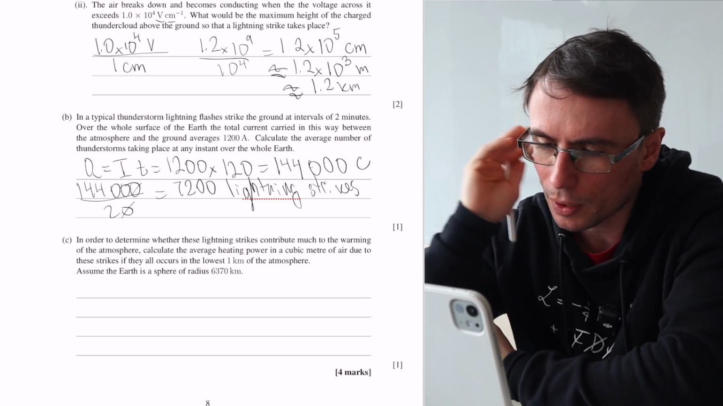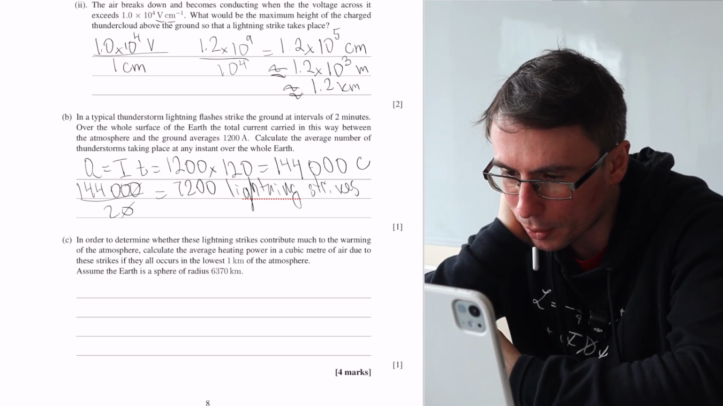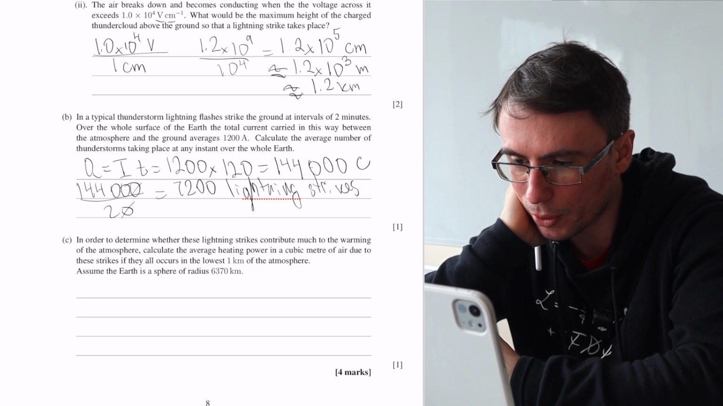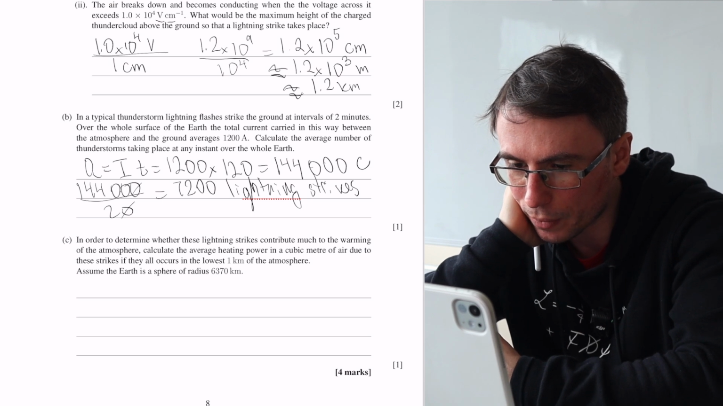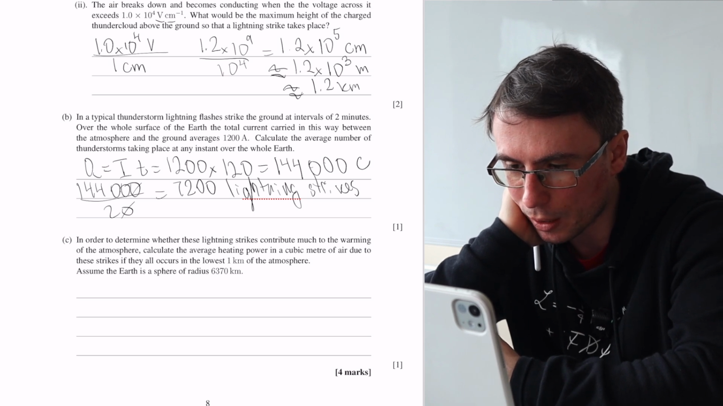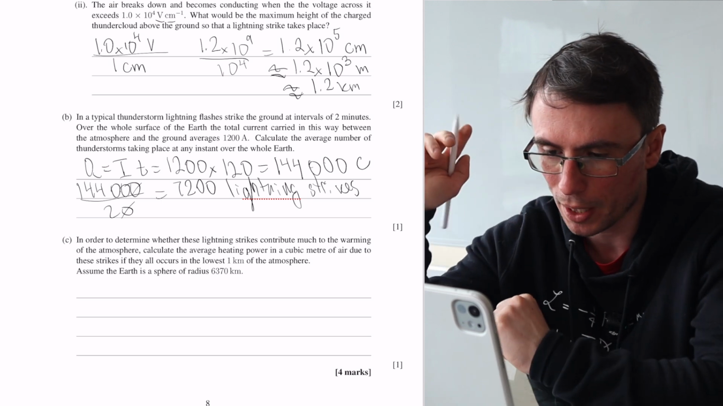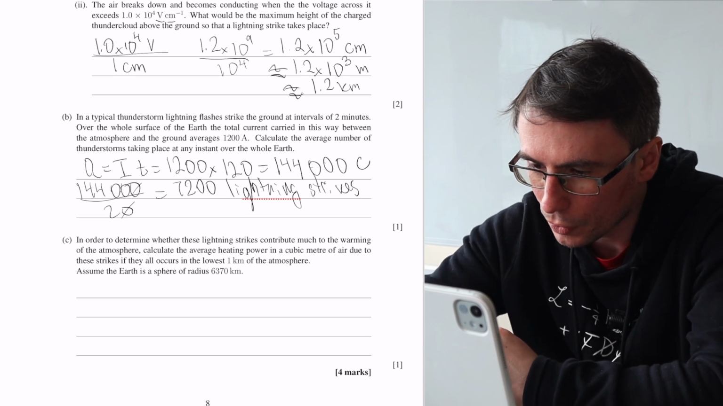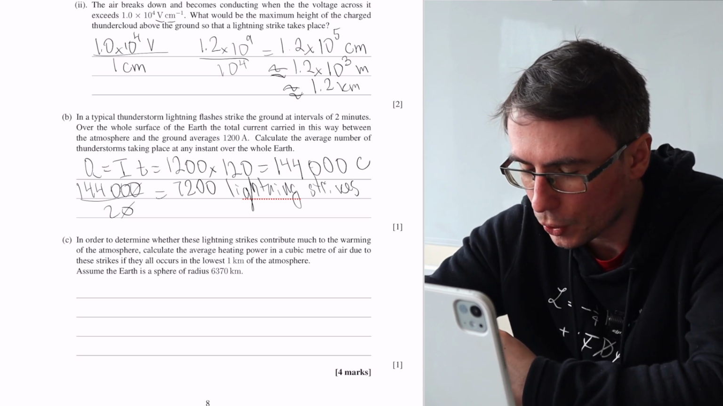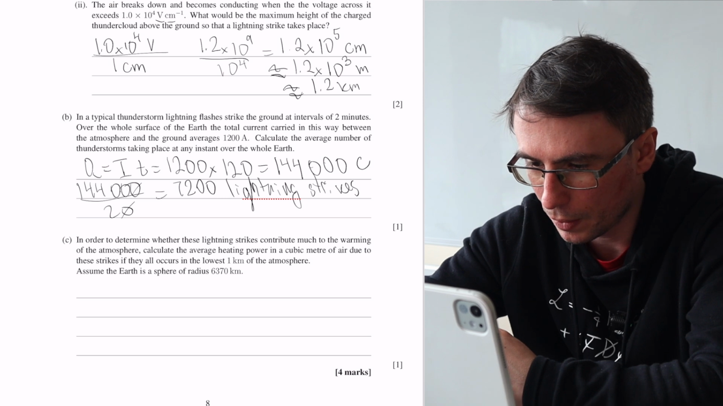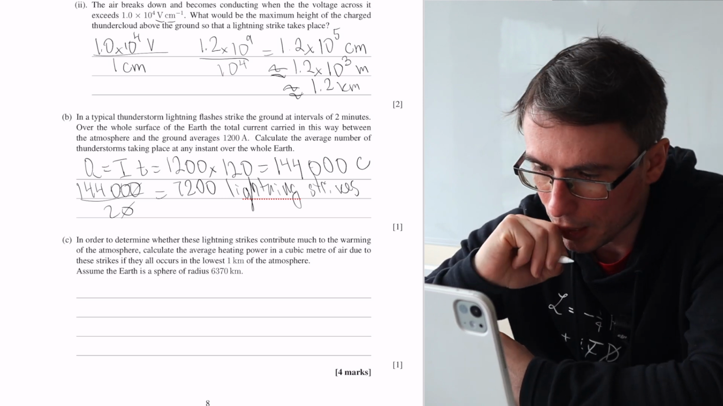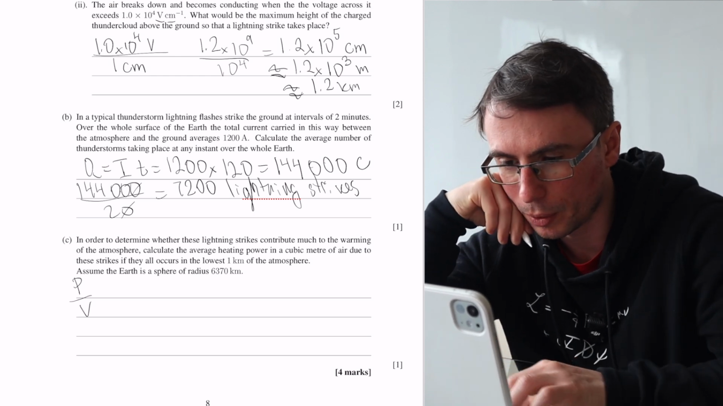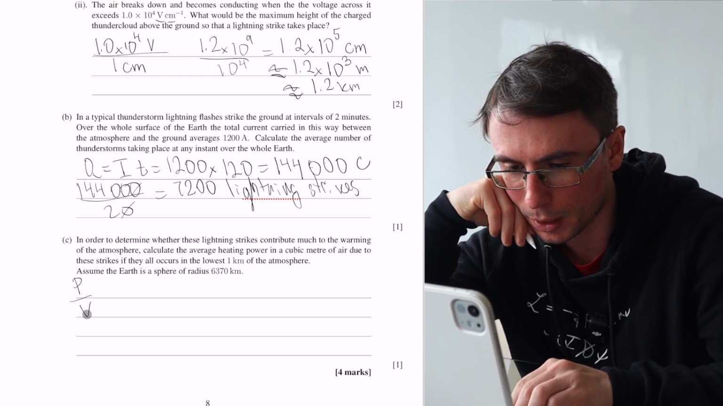Case C, in order to determine whether those lightning strikes contribute much to the warming of the atmosphere, calculate the average heating power in a cubic meter of air due to those strikes if they all occur in the lowest 1 kilometer of the atmosphere. Assume the Earth is a sphere of a certain radius. So we want to calculate the average heating power in a cubic meter of air. So the power divided by the volume is what we're looking for.